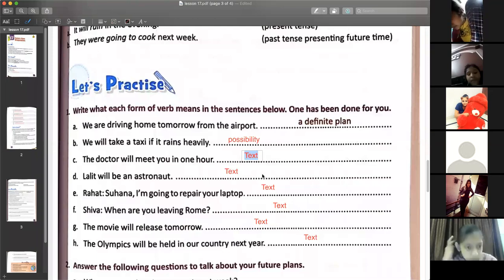All right, let's continue. The doctor will meet you in an hour. Ruchika? A definite plan. Will meet you. It's a future plan, not a definite. You can say a future fact. Fine, this is a future fact that he will meet. A future fact.